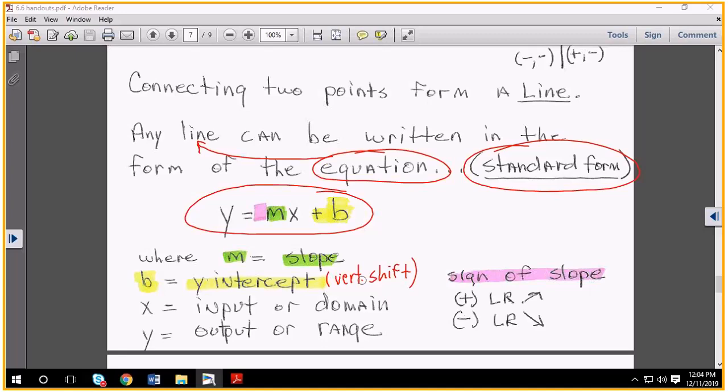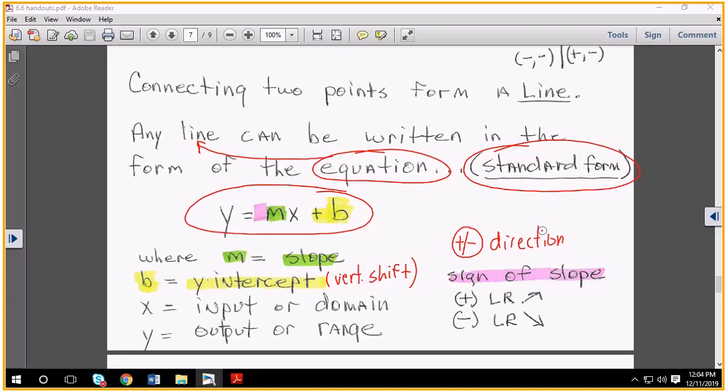And the sign of the slope, as you will recall in some of the previous review, the sign, positive and negative, don't tell us anything but what? Direction. So it tells us the direction of the slope. Either it's going left to right up or left to right down.